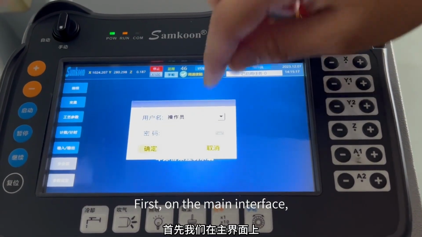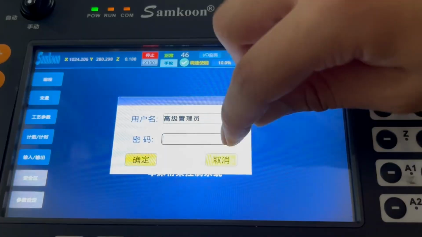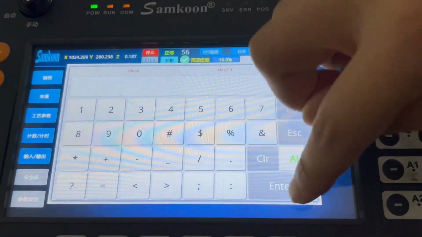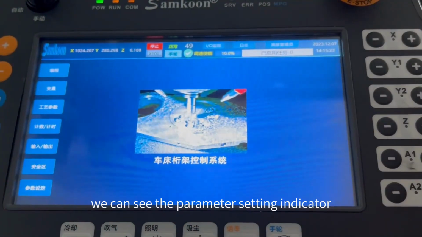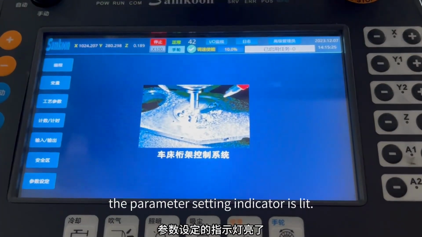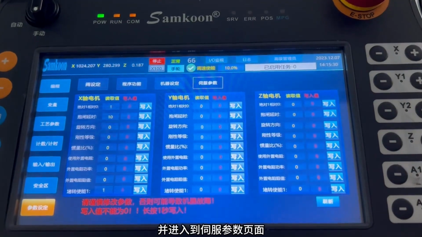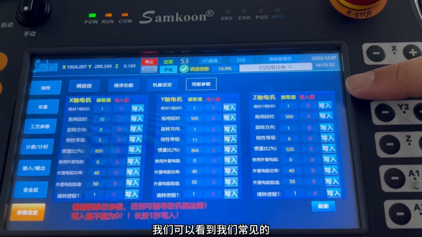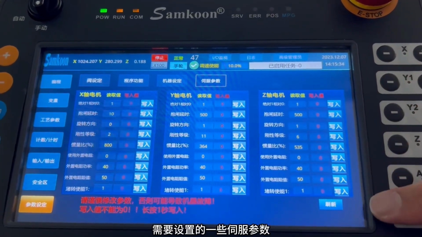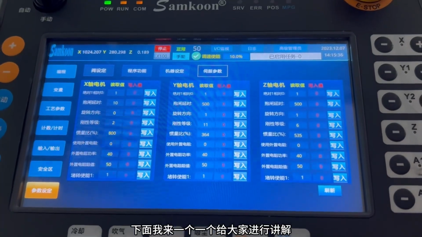First, on the main interface, enter our advanced administrator. We can see the parameter setting indicator. The parameter setting indicator is lit. We enter the parameter setting page, and enter the servo parameter page. On this page, we can see some common servo parameters that need to be set. Let me explain them one by one.